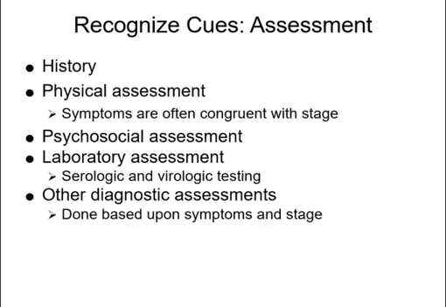Renal issues include HIV-associated nephropathy. So pathy, disease, nephro would be kidney. Rapid deterioration of kidney function. Proteinuria, which would be protein in the urine. We normally don't see that, so that would be a diseased kidney if we're seeing protein in the urine.